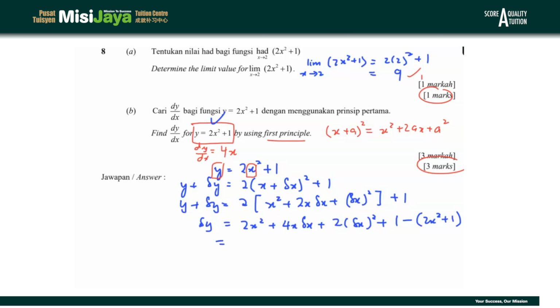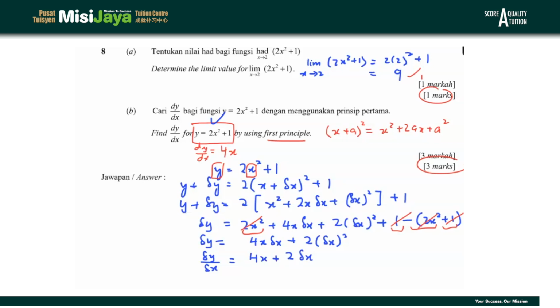So now we simplify the right hand side. So we have 2x squared and then minus 2x squared. You see or not? 2x squared minus 2x squared, so there's no more. Then we have 1 minus 1, so also no more. So we already simplified. So we have 4x delta x, then plus 2 delta x whole thing square. This is delta y. Now all the terms divided by delta x. So we get delta y over delta x. So we have 4x plus 2 delta x.